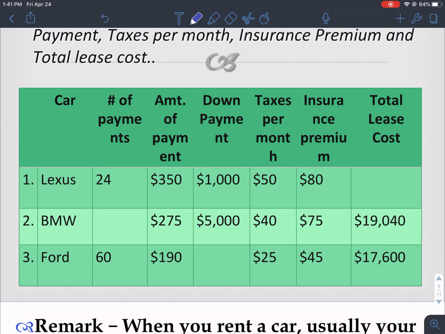Alright, so using our previous formula, the total lease cost should be $12,520. Work backwards just like we did in the previous problem for the BMW, and you should get an answer of 36 months, same as the number of payments. And then the last one, a down payment, is $2,000.